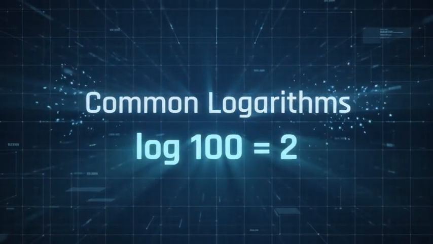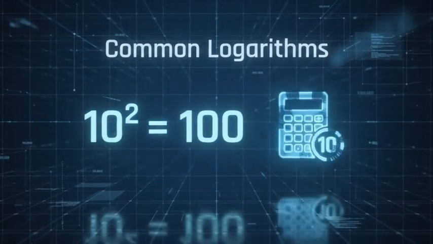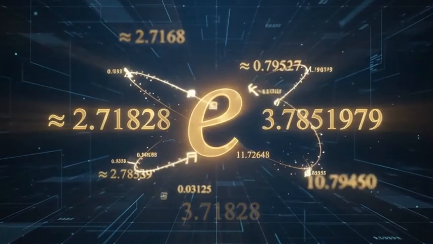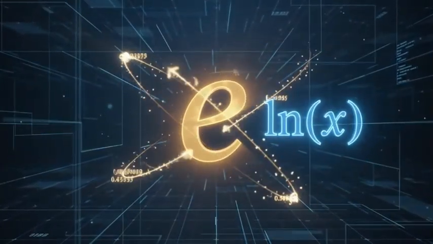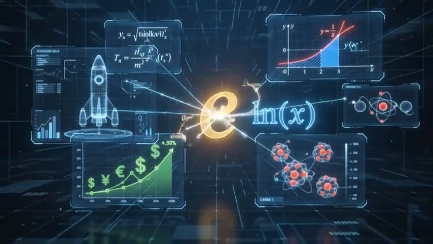A common logarithm has a base of 10. When no base is written, base 10 is usually assumed. The natural logarithm uses the special number e, approximately 2.71828. It is written as ln of x and is widely used in science and engineering.